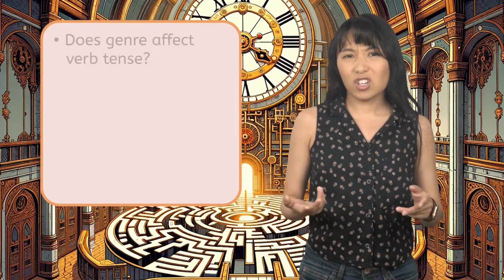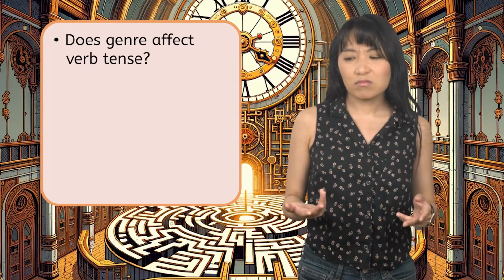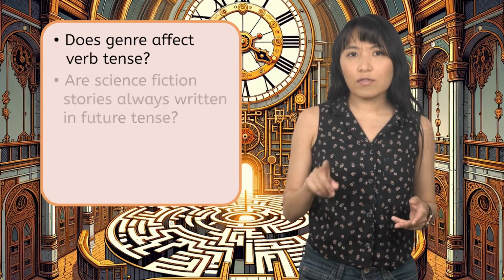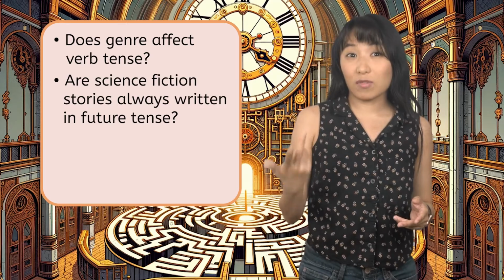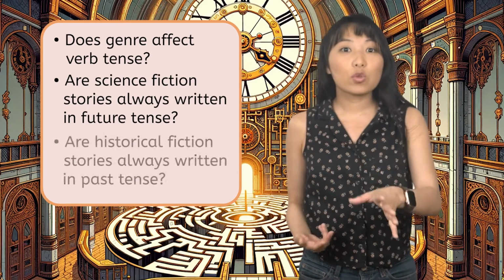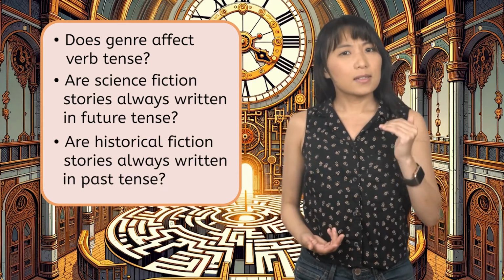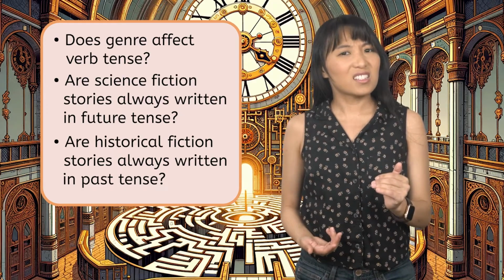Now that we've reviewed what past, present, and future tenses are, let's think about how we use verb tenses in different genres. Does genre affect verb tense? Science fiction stories often happen in the future, so are they written in future tense? And historical fiction takes place in the past. Does it have to be in past tense?